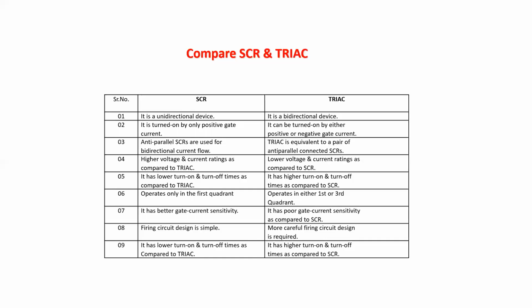The current and voltage ratings are high for SCR as compared to TRIAC, which has low current and voltage ratings. SCR operates only in the first quadrant, whereas TRIAC operates in the first and third quadrants. The SCR has better gate current sensitivity as compared to TRIAC. The firing angle circuit for SCR is very simple, but we have to take precautions for the firing control circuit of the TRIAC.